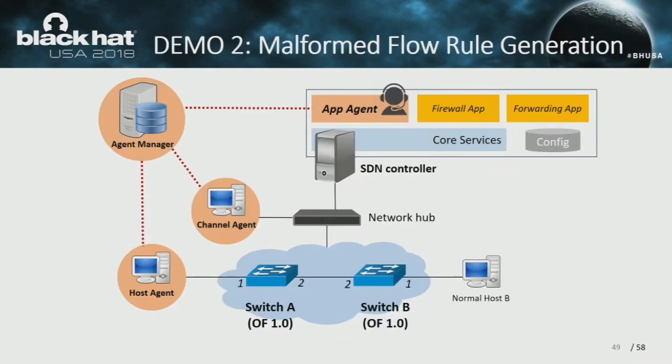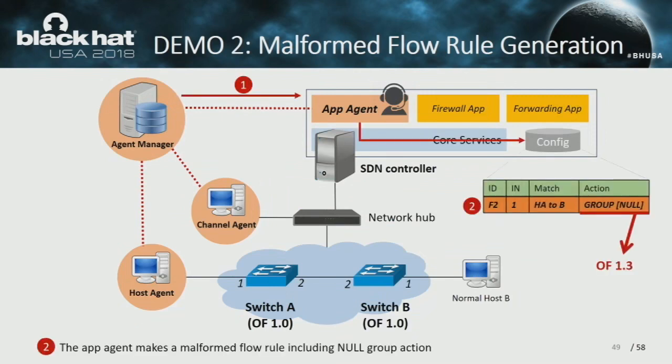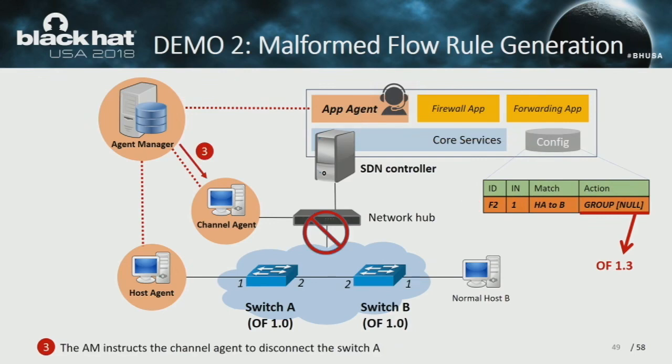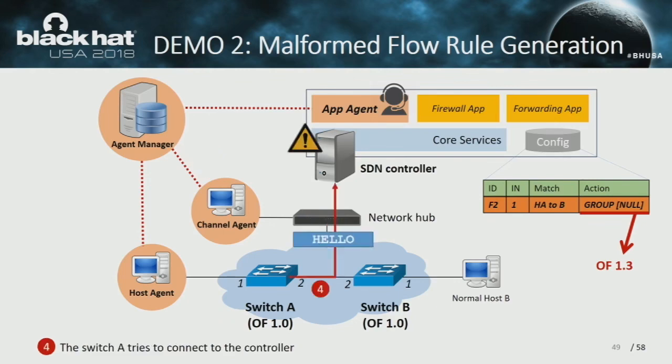So now, again, let's see how this tool can find this attack. First, the agent manager orders the app agent to push the malformed flow rule to the configuration DB. And the app agent makes the flow rule including a group action field, which is not a supported field in OpenFlow 1.0. Here, we assume that the switches are using OpenFlow 1.0. After that, the agent manager commands the channel agent to interrupt the control channel for a few seconds. In this example, switch A retries to connect to the controller by sending hello messages. But the SDN controller gets a null pointer exception when reading the abnormal value in the configuration DB. So the handshake continuously fails because the abnormal value remains in the configuration DB.